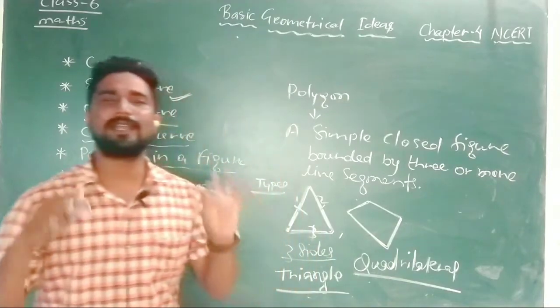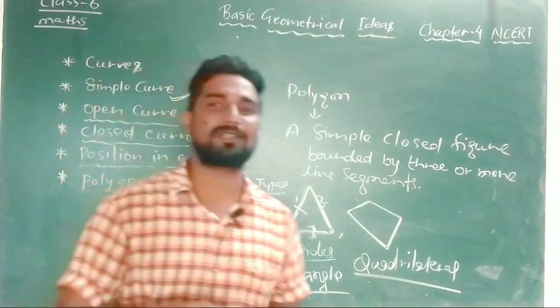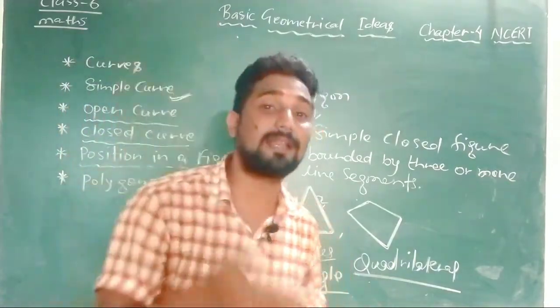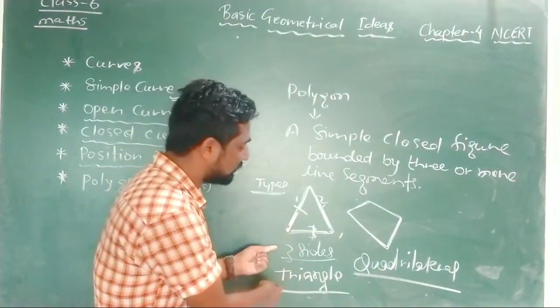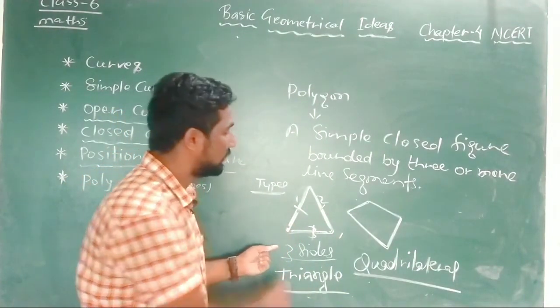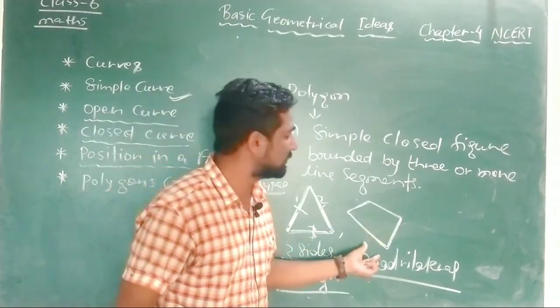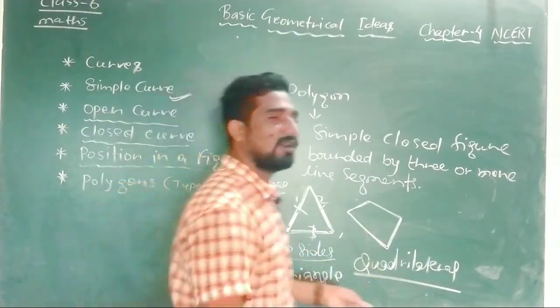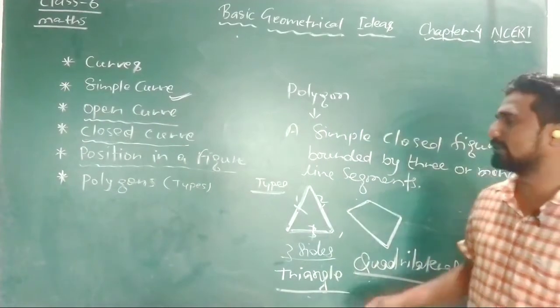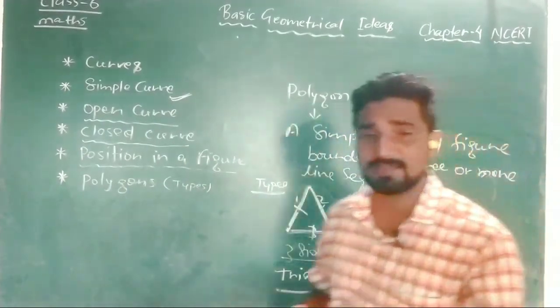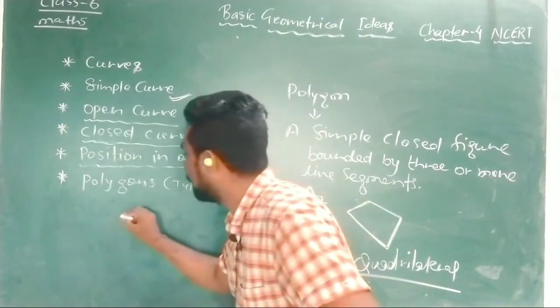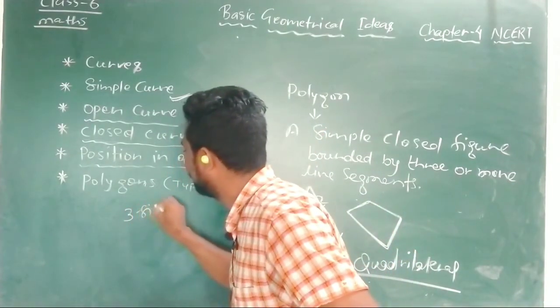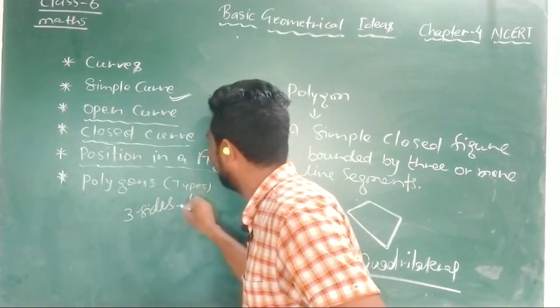So any picture, any diagram, any image which is made by three or more line segments is called a polygon. A triangle is made by three line segments, so it is one of the polygons. A quadrilateral is made by four line segments, so it is also one of the polygons. Sir, are only these two types of polygons? No, there are many types of polygons. Three sides is called a triangle. The polygon with three sides is called a triangle. You have seen that already, the triangle.